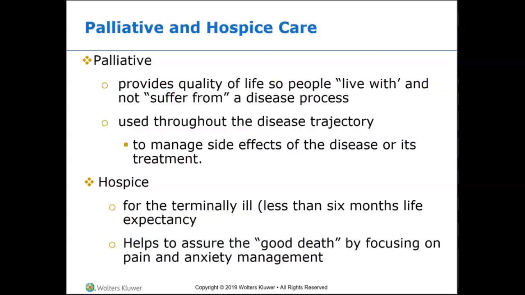Okay, so palliative and hospice care, they are different, right? Palliative provides quality of care, so people live with and not suffer from a disease process. It is used throughout the entire disease trajectory, right? And what we do with palliative care is we manage the side effects of the disease, or maybe even the side effects of the treatment itself, right? So again, our goal with palliative care is to treat the disease process so that the patient doesn't suffer from that disease process, and so we improve that patient's quality of life, right?